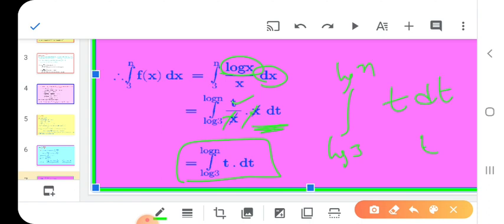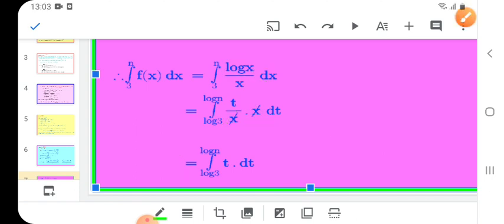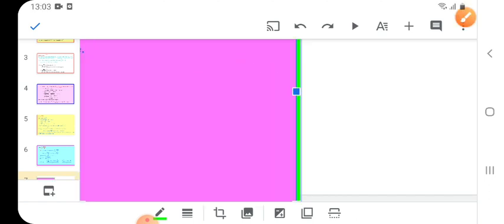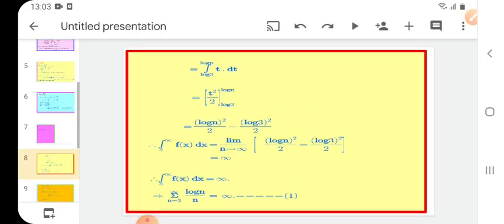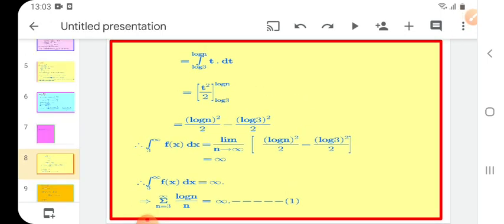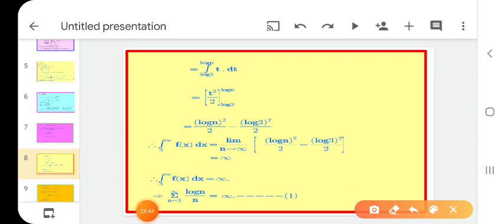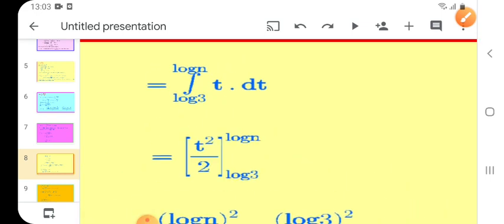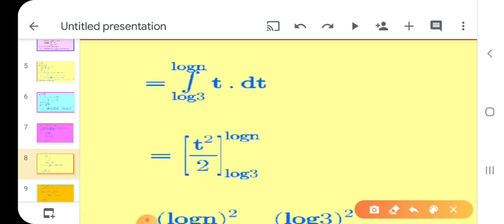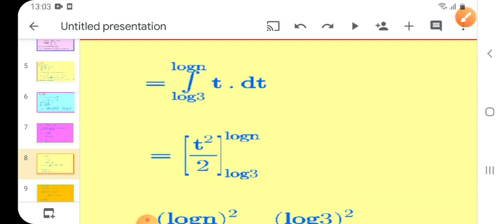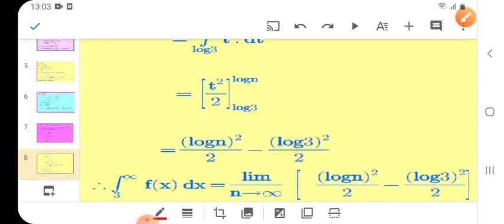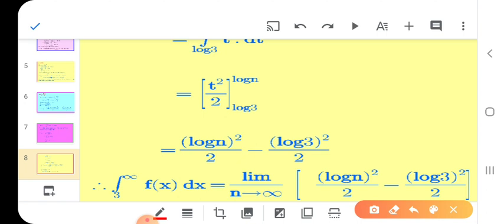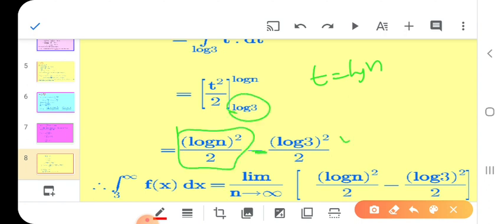What is the integration of t? t square by 2, and write the limit values. See here, integral log 3 to log n, t into dt. The integration of t is t square by 2, and the limits are log 3 to log n. First, which value do we put in that function? log n. So first put t equals log n. So we get log n whole square by 2 minus, now I write log 3, log 3 whole square by 2.